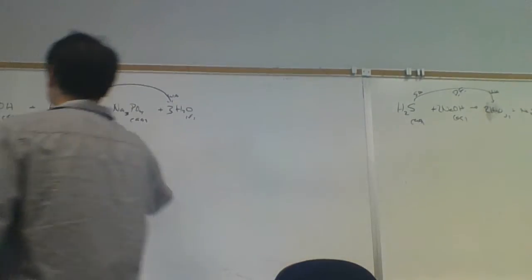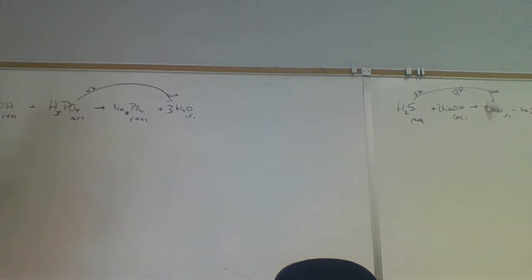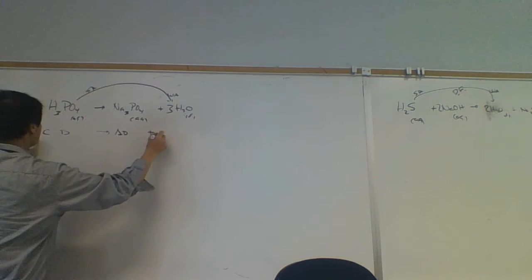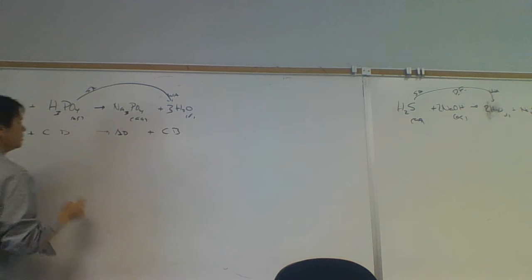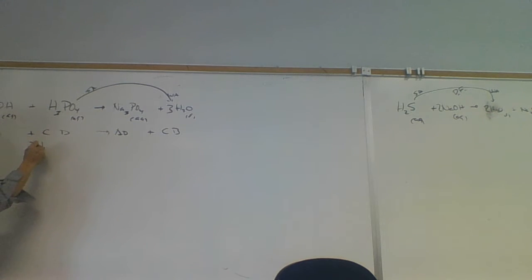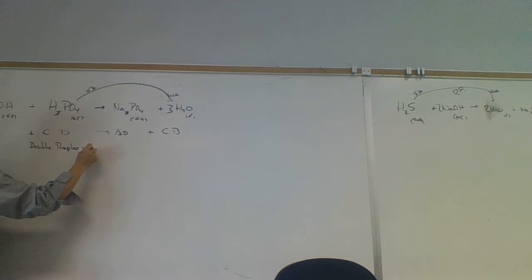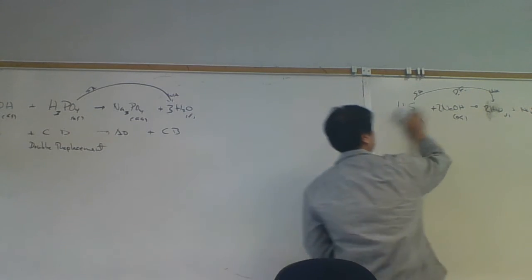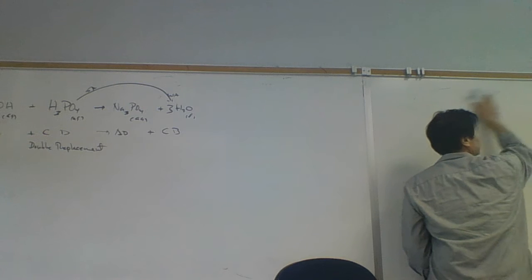Metathesis has a form, which we call AB plus CD yields AD plus CB. This form is called double replacement. So if it's AB plus CD, then we expect it to be double replacement, which is a metathesis reaction.